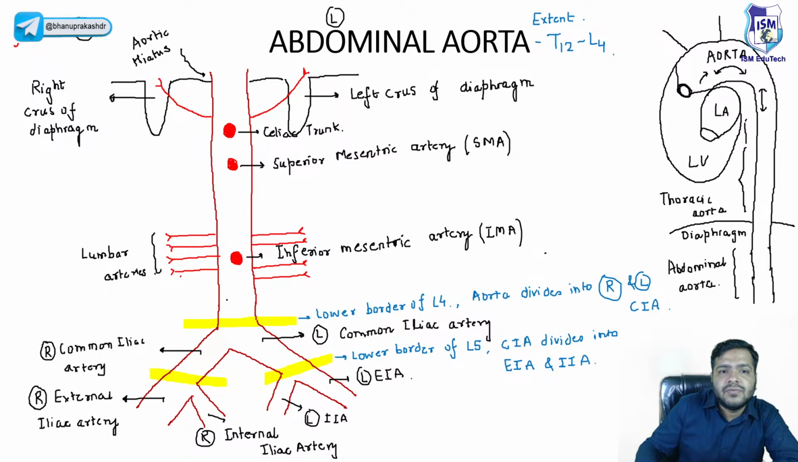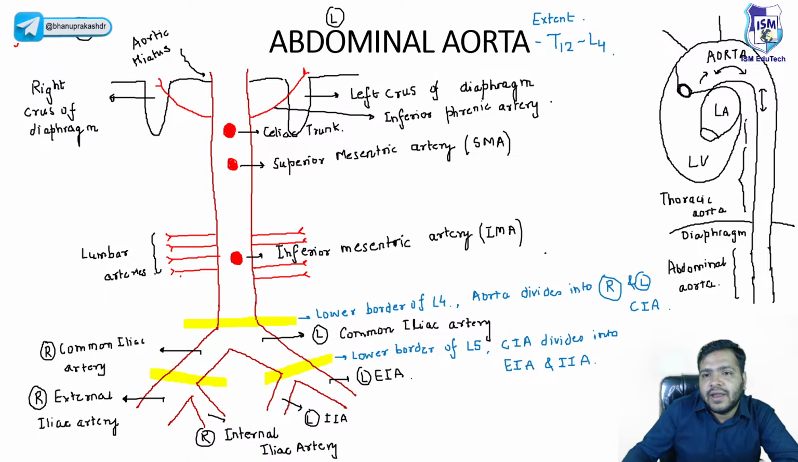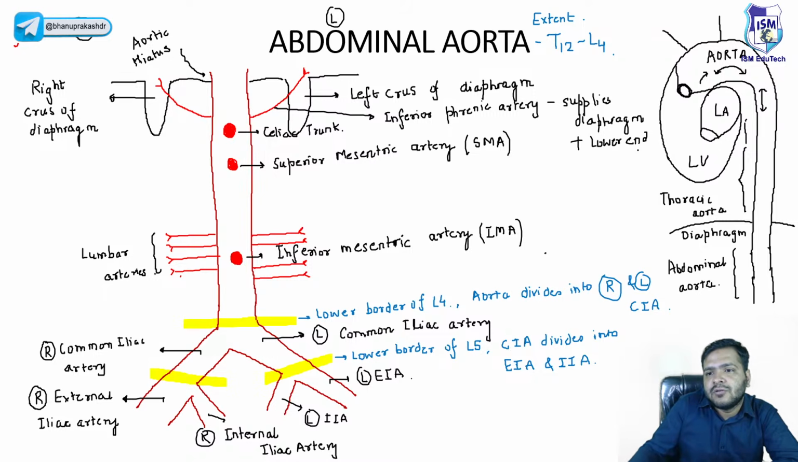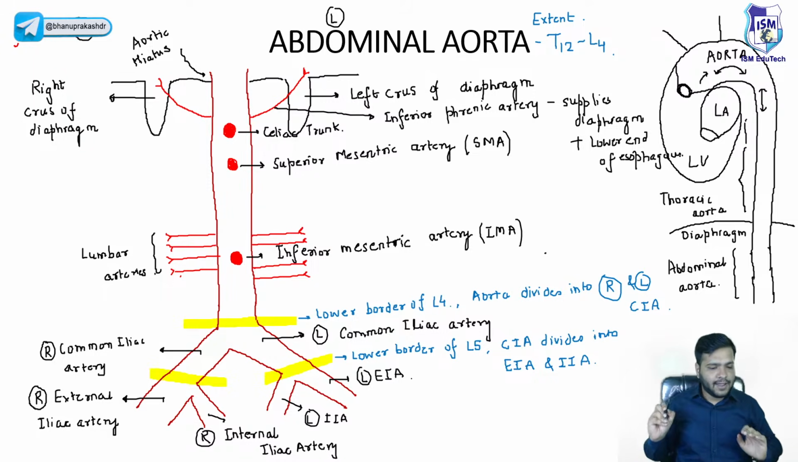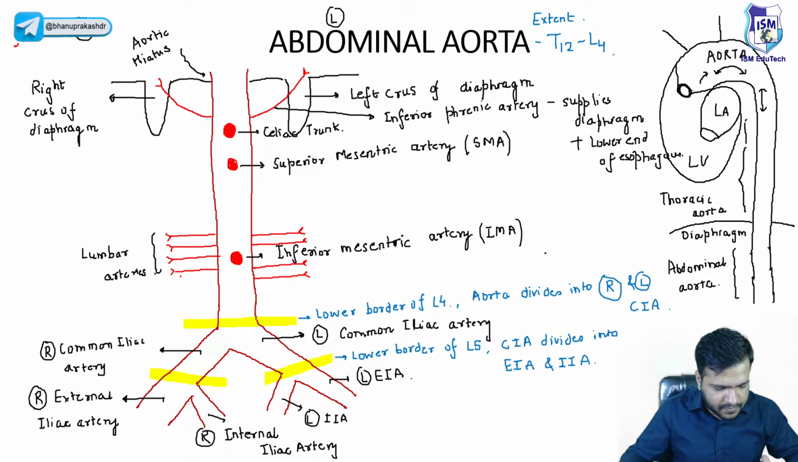And this one, you already know. I am just trying to write it over here only. It is the inferior phrenic artery. It supplies the diaphragm plus the lower end of the esophagus also. I hope till now this picture is clear.